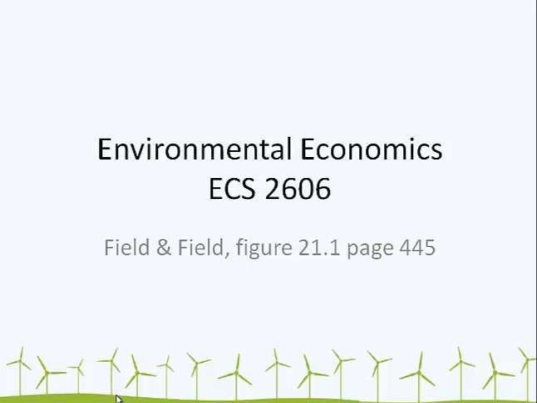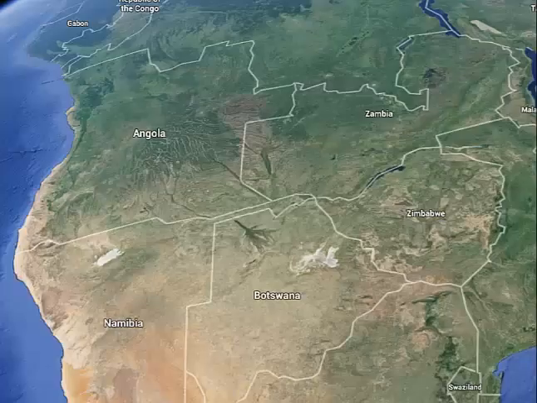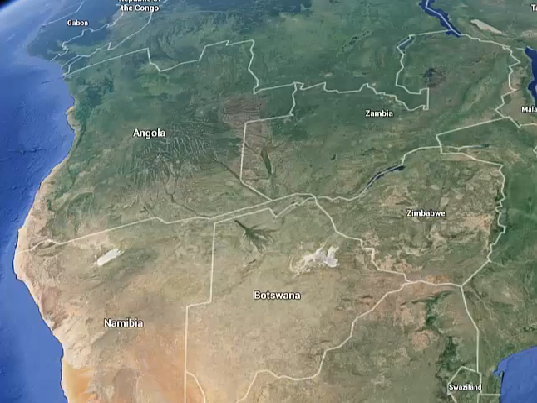We are looking at figure 21.1 on page 445 of your textbook. So let's assume there are two countries, Angola and Zambia. The textbook talks about country A and country B. That's fine, you can call it whatever. So let's assume both of these countries have factories and are emitting some kind of pollutant like sulfur dioxide.